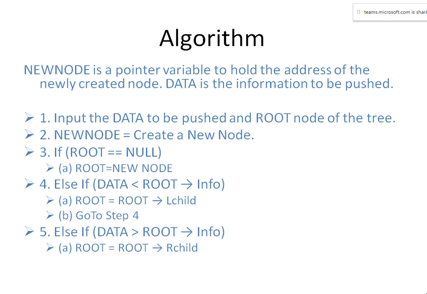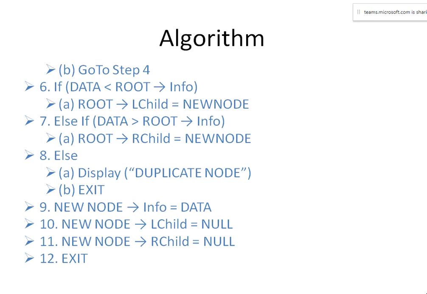If data is greater than root information, then make root equal to the root's right child, and go to step number 4. Again, you have to go to step number 4.